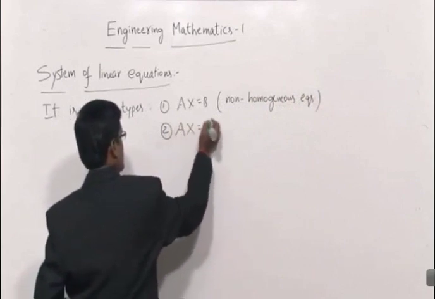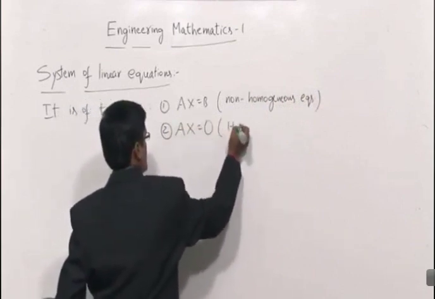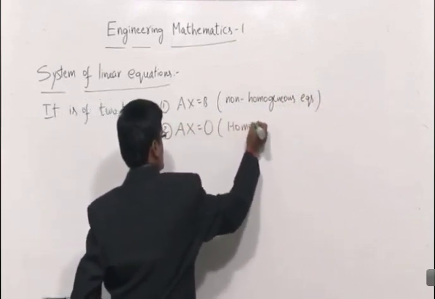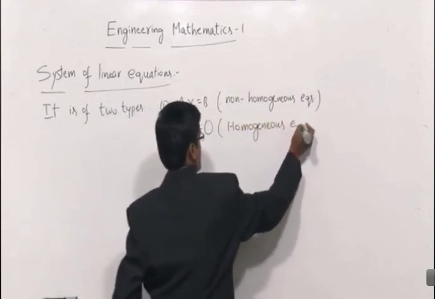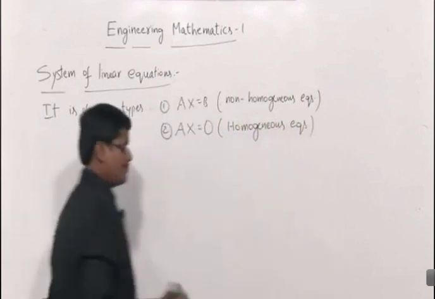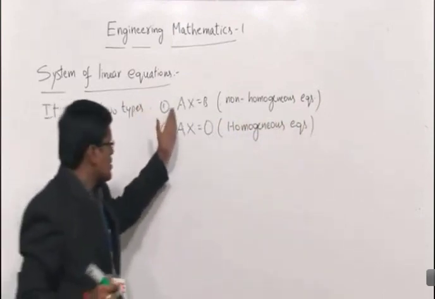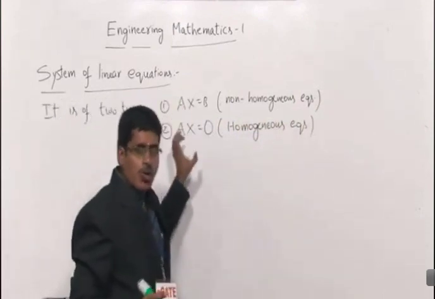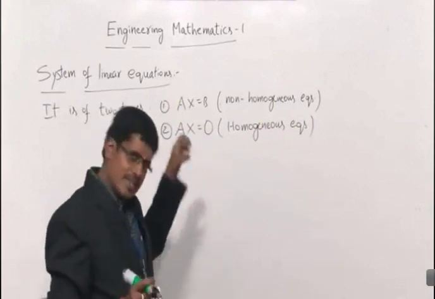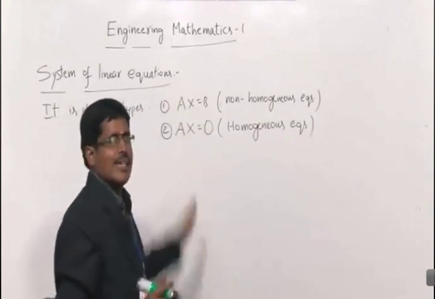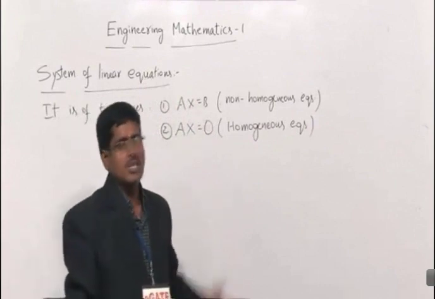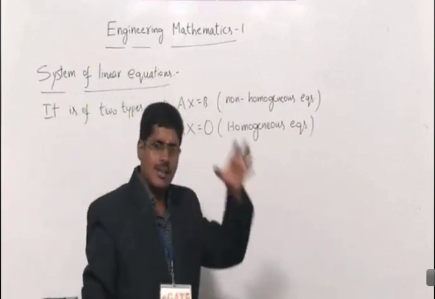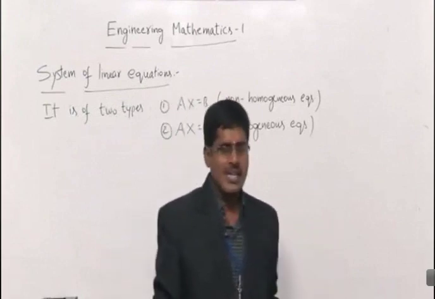Two, Ax = O, that is, homogeneous equations. Where A is a coefficient matrix collecting all coefficients of the variables of the equations that are present on the left side. X is a column matrix containing all variables or unknowns of the given equations. Right side B, O is the right side of the given equations after keeping them in standard form.